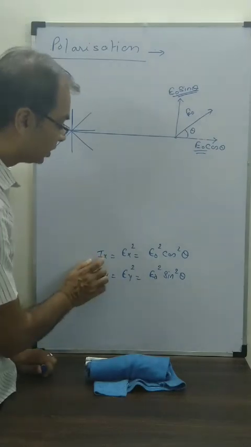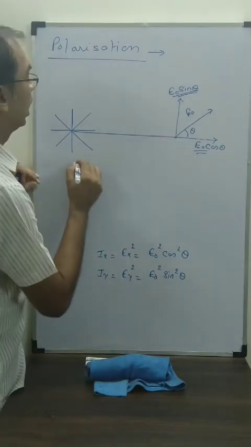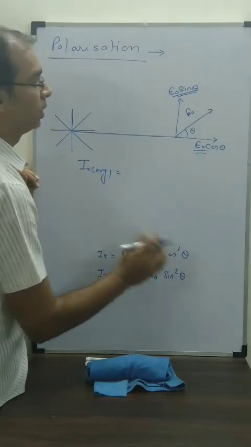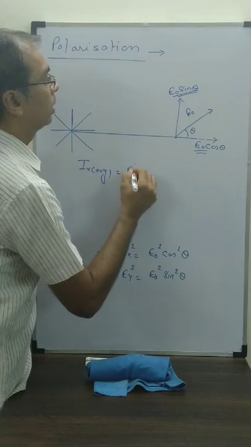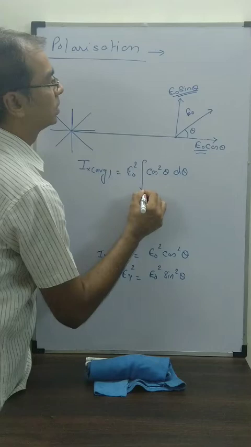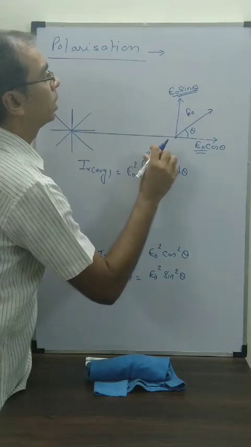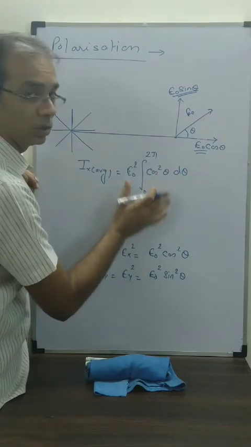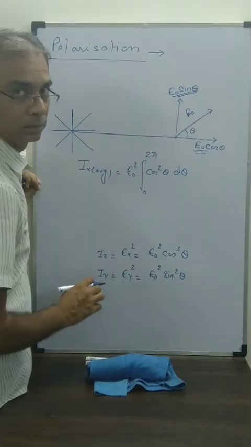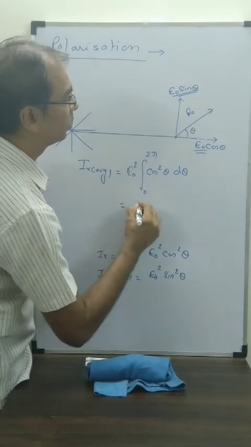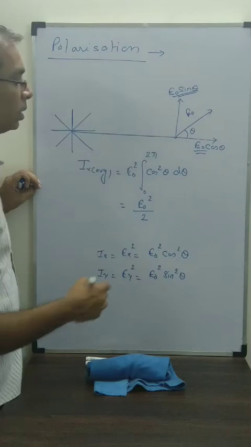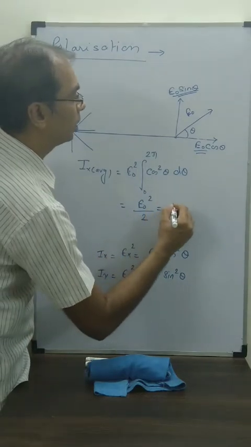So what will be the average value of this intensity? Ix average will be what? For the average, we have to integrate E naught squared cos squared theta d theta from 0 to 2 pi. The average value of cos squared theta or sin squared theta from 0 to 2 pi is half. You can directly write E naught squared by 2. Now, E naught squared by 2 actually means I by 2.